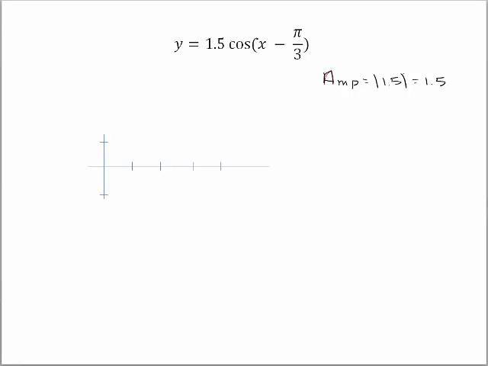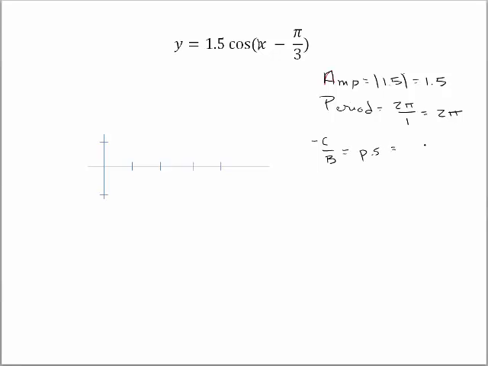Now remember, if there's no number in front of the x, it's considered a 1. So our period, if you remember from the previous video, equals 2 pi divided by 1. So our period is 2 pi. Now our phase shift, here's the new one. Negative c over b equals phase shift.